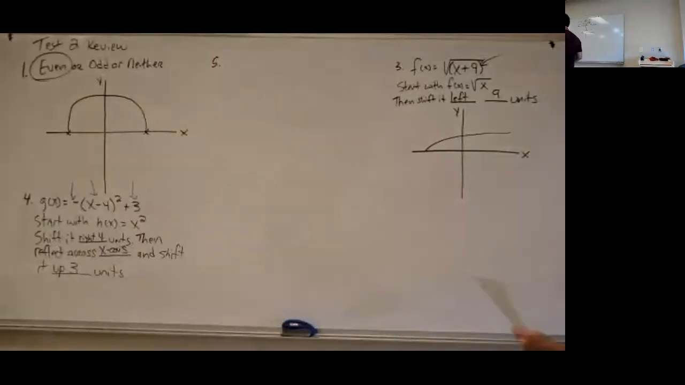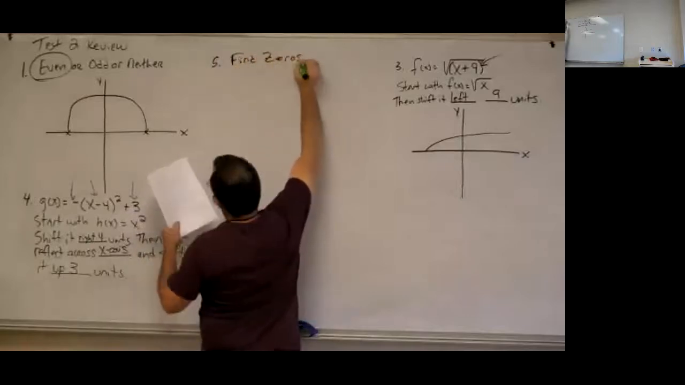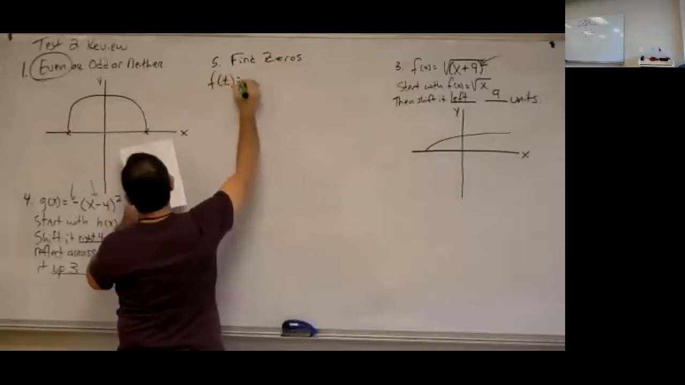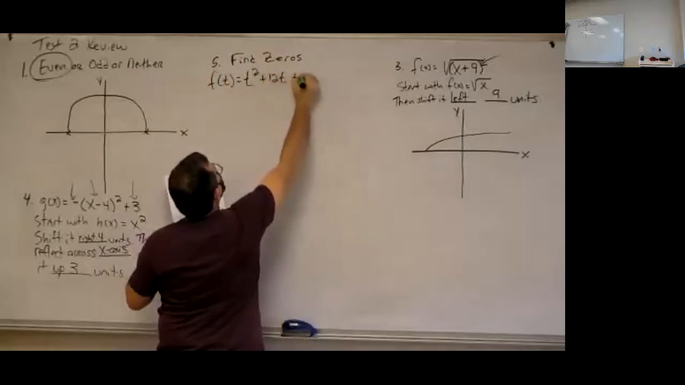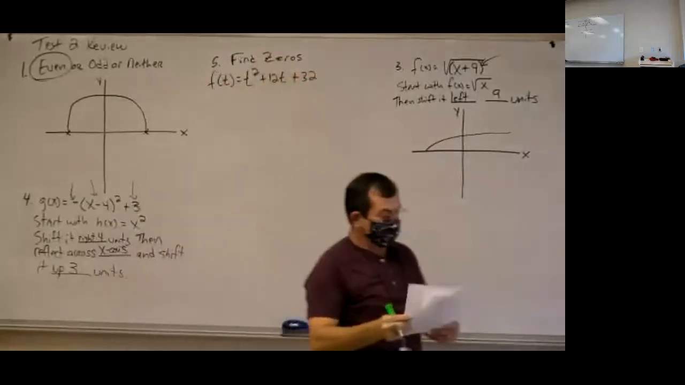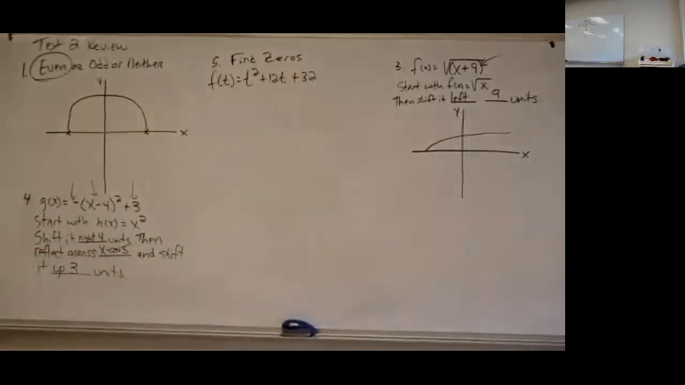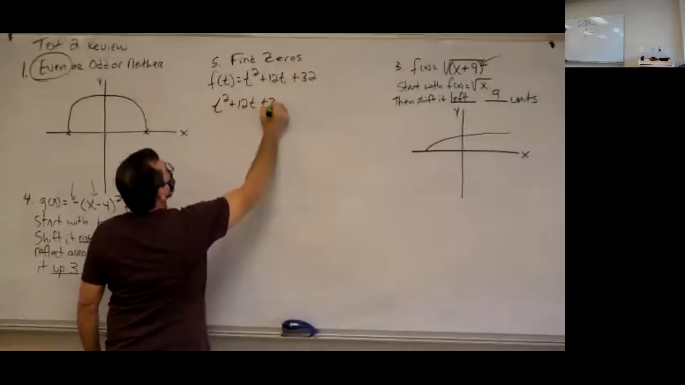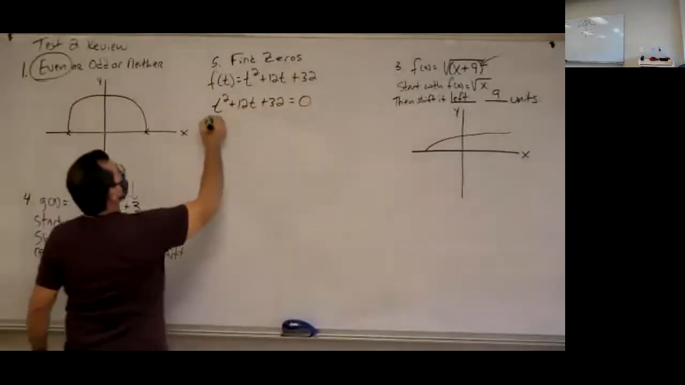All right, 5, find the zeros. They're giving me f of t equals t squared plus 12t plus 32. All right, so I'll probably factor that, but y'all can get that with the quad pretty quick, okay? The trick is to set it equal to 0. And then that does factor, so I'm just going to factor it.